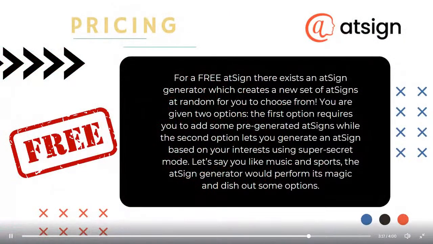For a free @sign, there exists an @sign generator, which creates a new set of @signs at random for you to choose from. You are given two options. The first option requires you to add some pre-generated atsigns, while the second option lets you generate an atsign based on your interests using super secret mode. Let's say you like music and sports. The atsign generator would perform its magic and dish out some options.